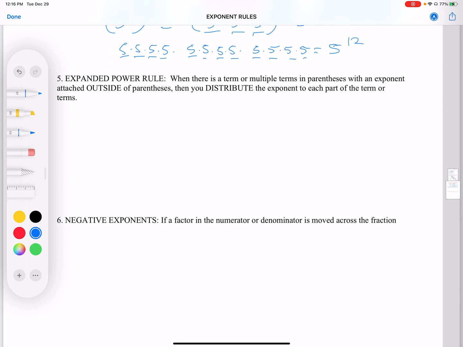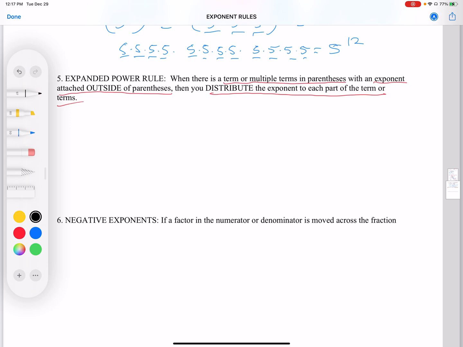The expanded power rule. Now this one says when there is a term or multiple terms in parentheses with an exponent attached outside of parentheses, then you distribute the exponent to each part of the term or terms. So again, if there's a term or multiple terms in parentheses, it's kind of like what we did earlier, with an exponent outside of the parentheses, then you're going to distribute the exponent to each part of the term or terms.